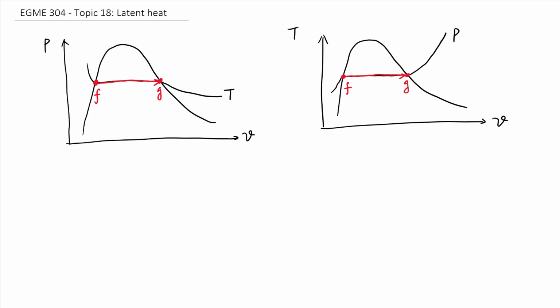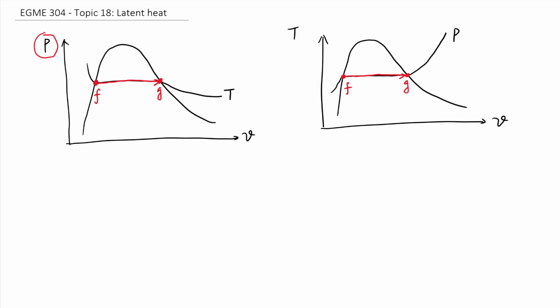Now if we take a look at the first diagram, first of all, it's going to be a straight line. If it is a straight line, that means the y coordinate is constant. So during this process, pressure is constant. And the second thing we notice is on the first diagram, F to G is along this constant temperature line. Therefore, F to G is also a constant temperature process.